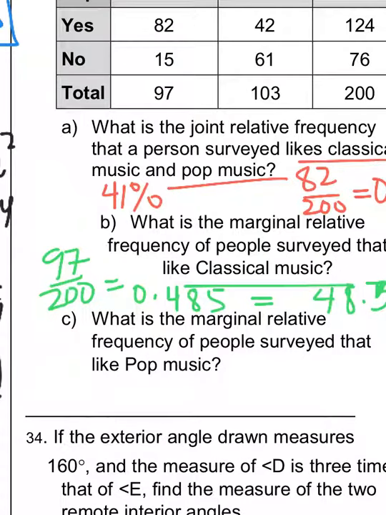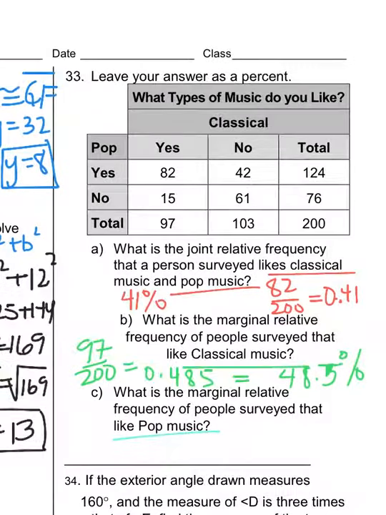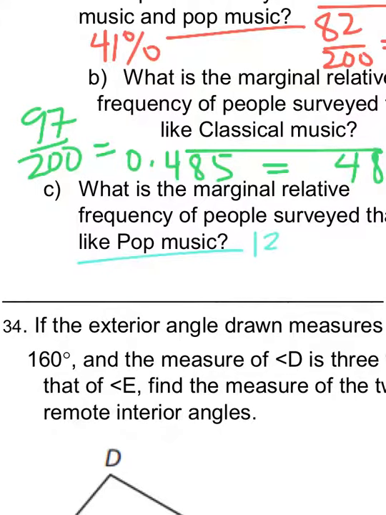Part C, they're asking us again for another marginal, which is going to be the edges again. But this time we want the marginal frequency of people surveyed that like pop music. The total of people who like pop music is 124. So that's going to be 124, again over our 200 grand total, which will turn into 0.62. And if you multiply that by 100, it'll turn into 62%.